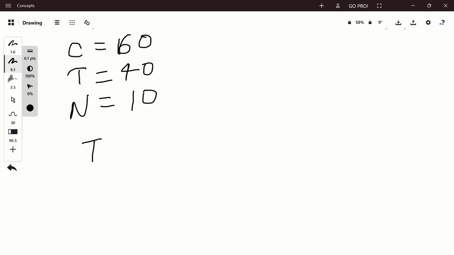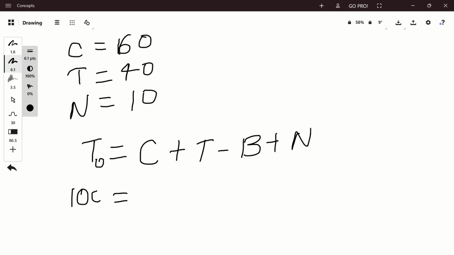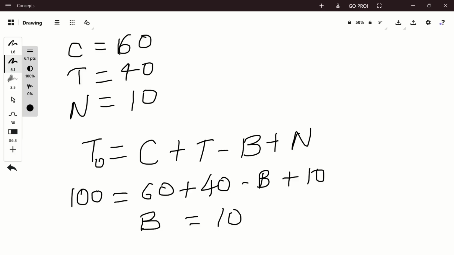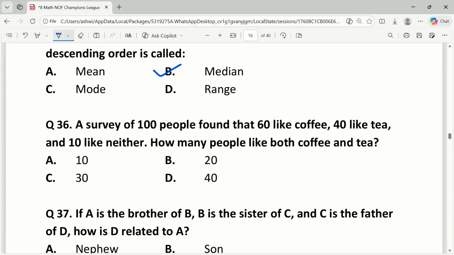That is, total is equal to C plus T minus B plus N, which is equal to 100. 60 plus 40 minus B plus 10. Hence, B is equal to 10. Comparing with the options, the answer is A, 10.